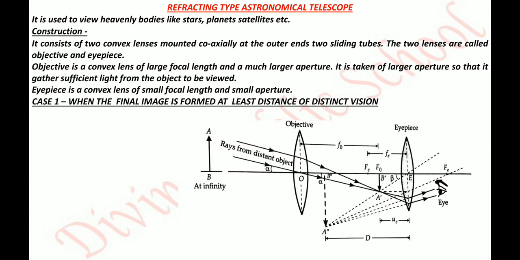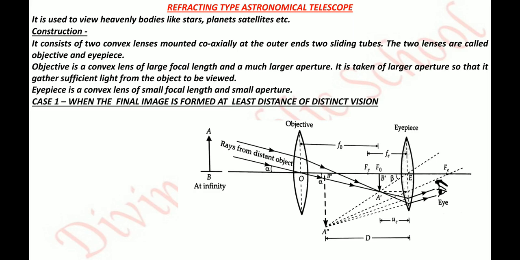This is the ray diagram. Since the object is at infinity, the rays will come parallel to each other when they fall on the lens, that is our objective. Whenever an object is at infinity, the image formed will be at its focus only. Okay, the image formed will be at its focus.